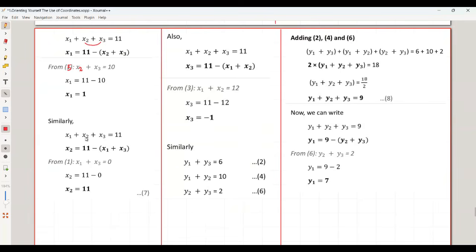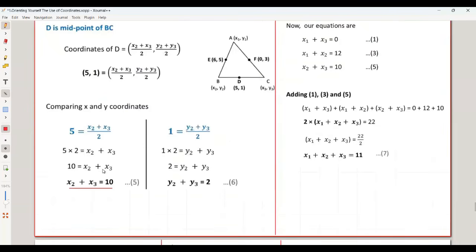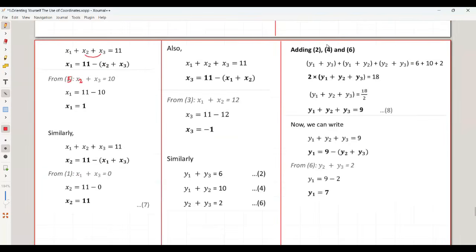Now for finding x2, take this x1 and x3 to this side. X1 plus x3 value, we got 0. Where did we get x1 plus x3? Here, x1 plus x3 is equal to 0 from the first equation. Now just substitute in the place of x1 plus x3, which is 0. 11 minus 0 is 11. For finding x3, you take x1 plus x2. x1 plus x2, from the equation, we got 12. 11 minus 12 is minus 1. We got x1, x2, x3.